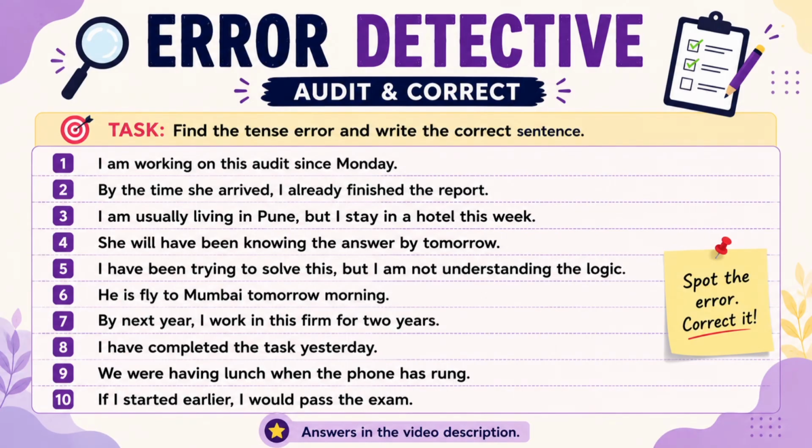Next comes the error detective activity. Here, each sentence contains one tense mistake. Your job is to find the mistake and correct the sentence. Again, pause the video, solve them on your own first, and then compare your answers with the correct ones provided in the description. This exercise will help you identify common grammar mistakes and improve your accuracy in English.